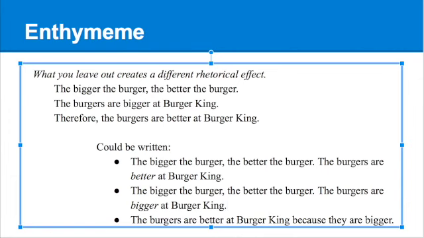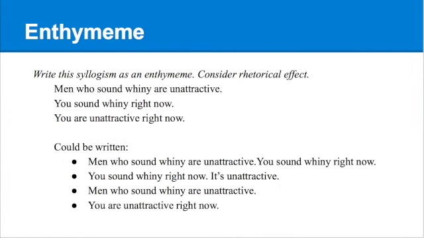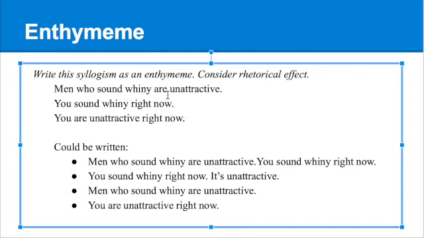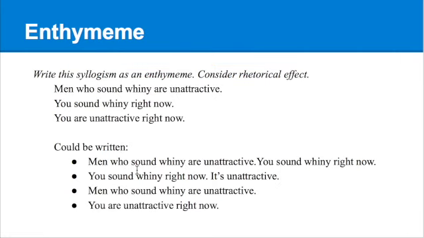Let's look at one more example of how choosing which premise or premises to leave out creates different effects. What if you had this argument, right? Men who sound whiny are unattractive. You are sounding whiny right now, so you are unattractive right now. Again, in real life, you wouldn't spell it all out like that. You'd probably say it one of these ways.